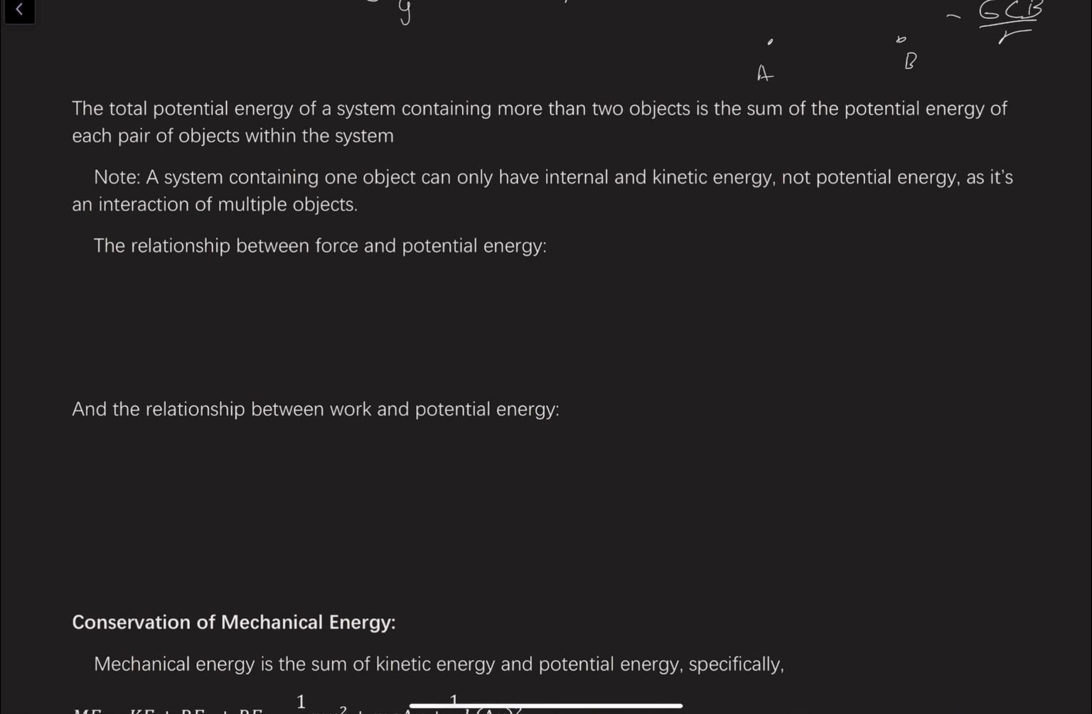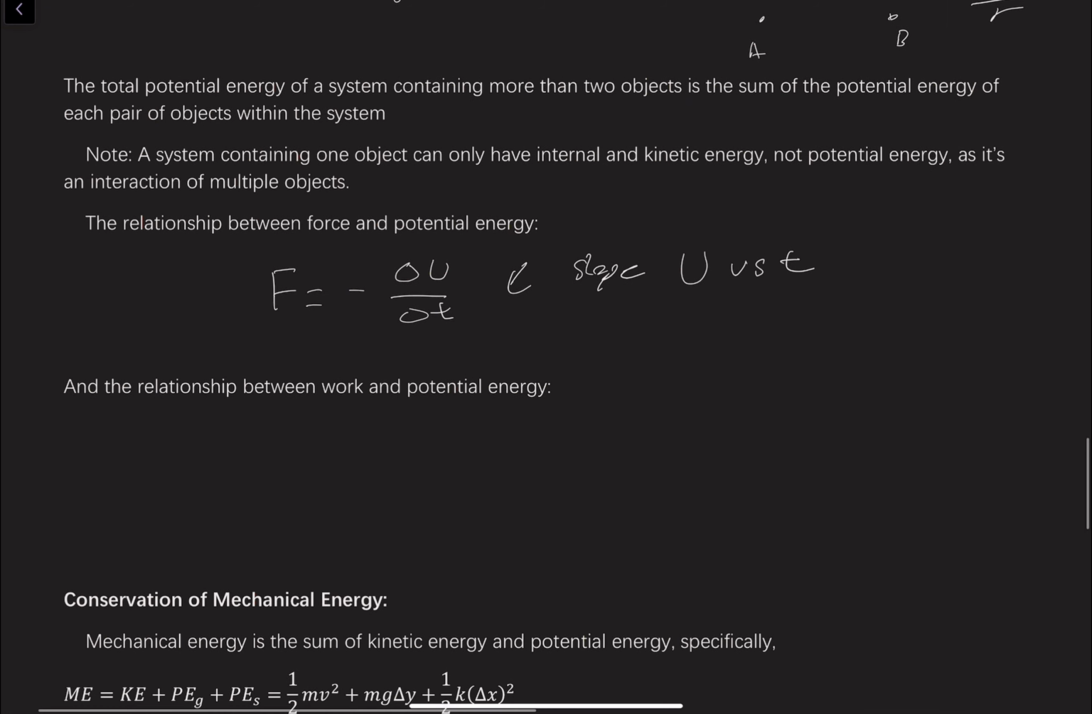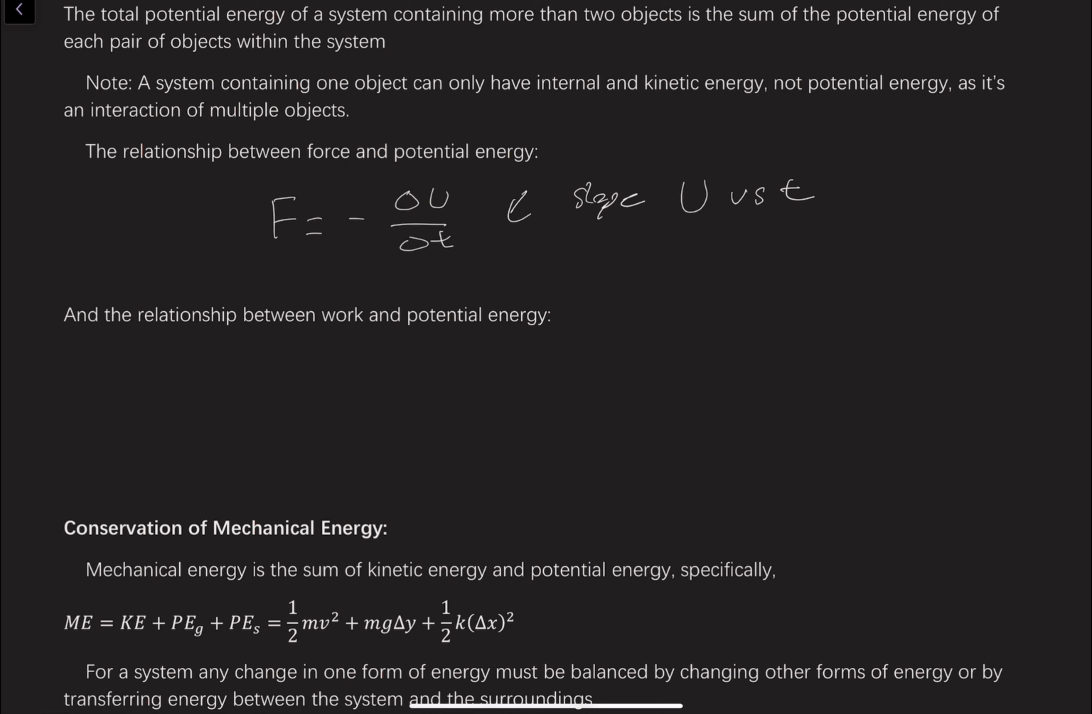And the next one is on the relationship between force and potential energy. Force is equal to the negative of the change in potential energy over change in position, or this can be the slope of the potential energy versus position graph. And the relationship between work and potential energy is that the work is the negative of the change in potential energy.